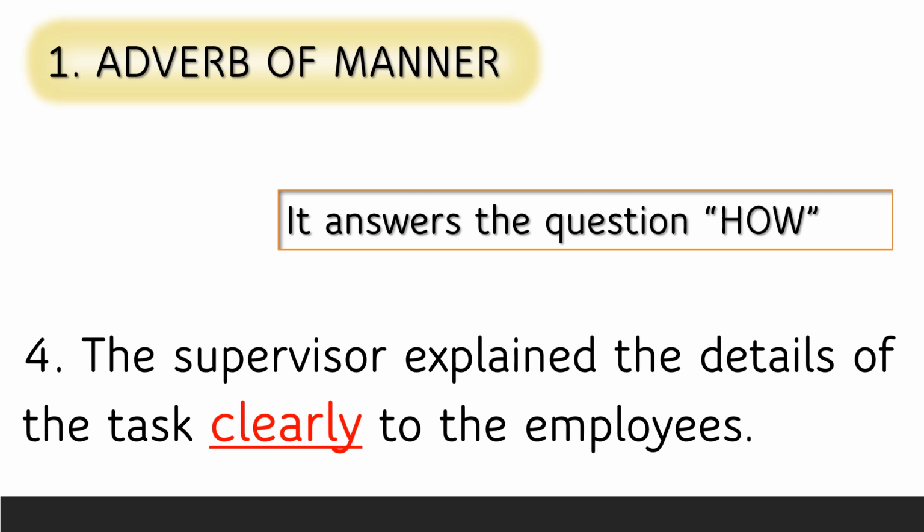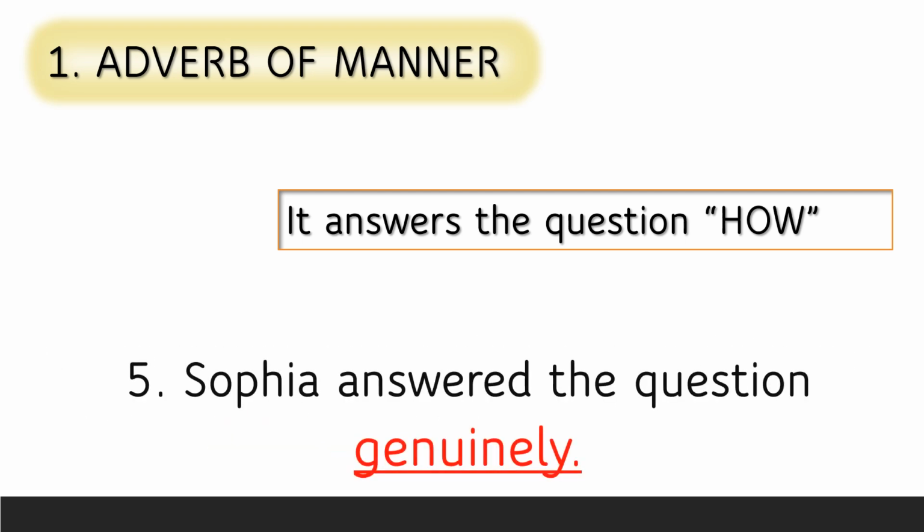Next example is: Sophia answered the question genuinely. How did she answer? Genuinely. So genuinely describes how she answered the question, means in a truthful way. So these were the examples of adverb of manner.